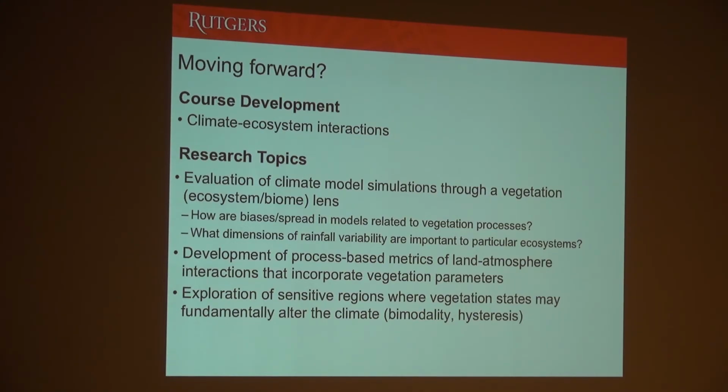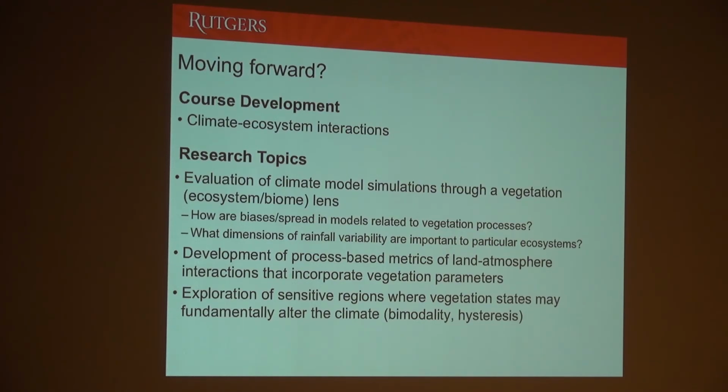Another area is the development of process-based metrics to look at land-atmosphere interactions that incorporate vegetation parameters. So I pointed out at the beginning the coupling between soil moisture and precipitation as a well-studied example. But if you look at that feedback or that interaction loop with, again, a vegetation or ecosystem lens, I think that's a helpful thing to do. I'm not exactly sure how to do it, but it's something I think we as a community are interested in doing.